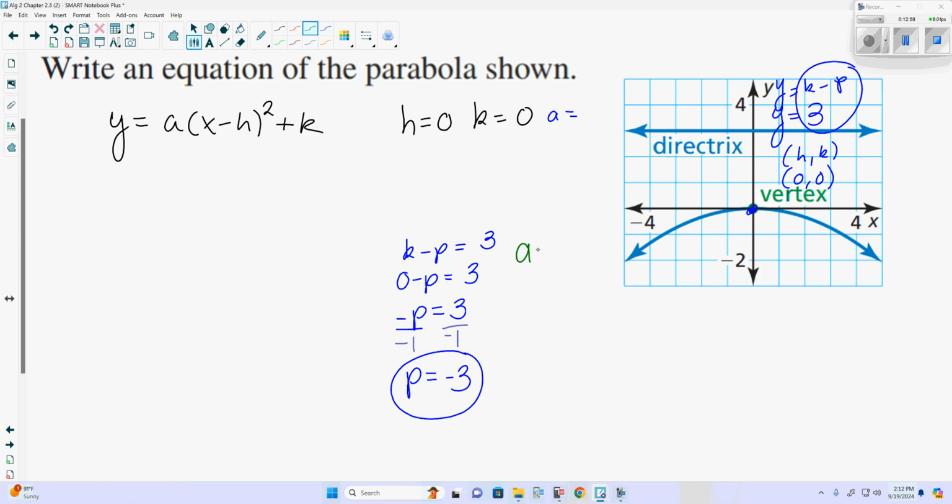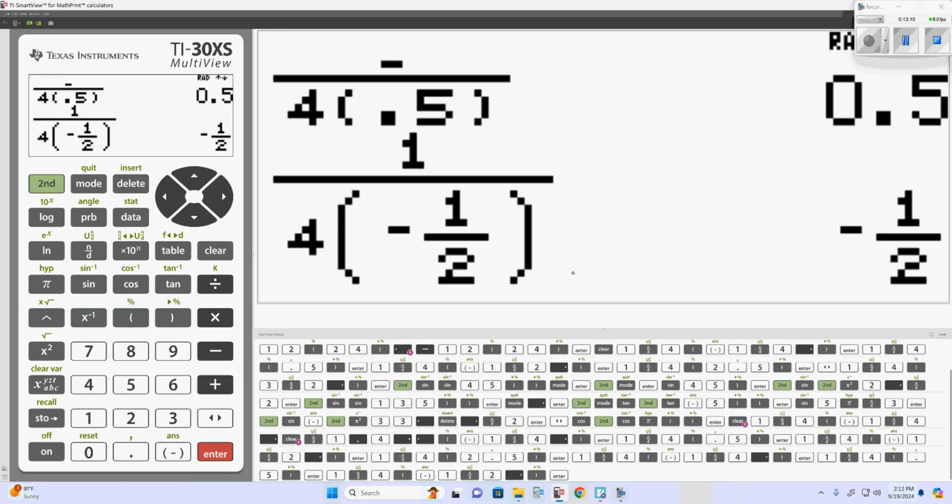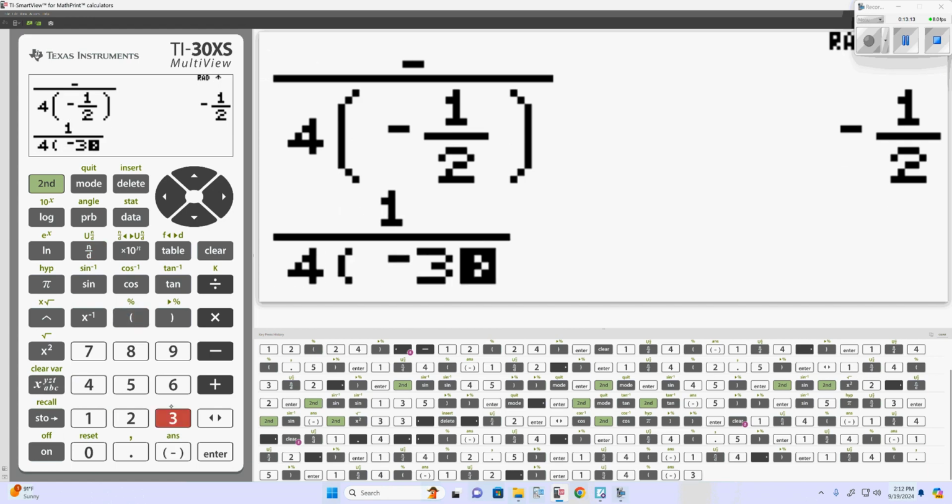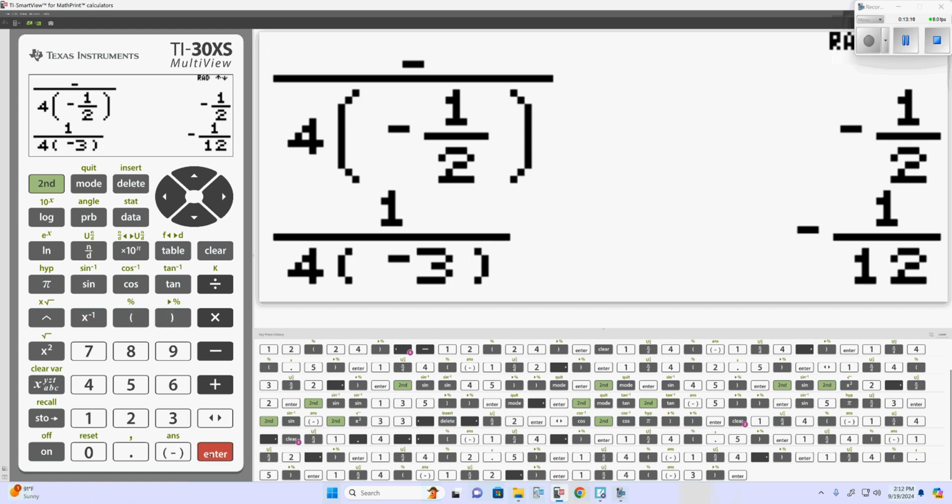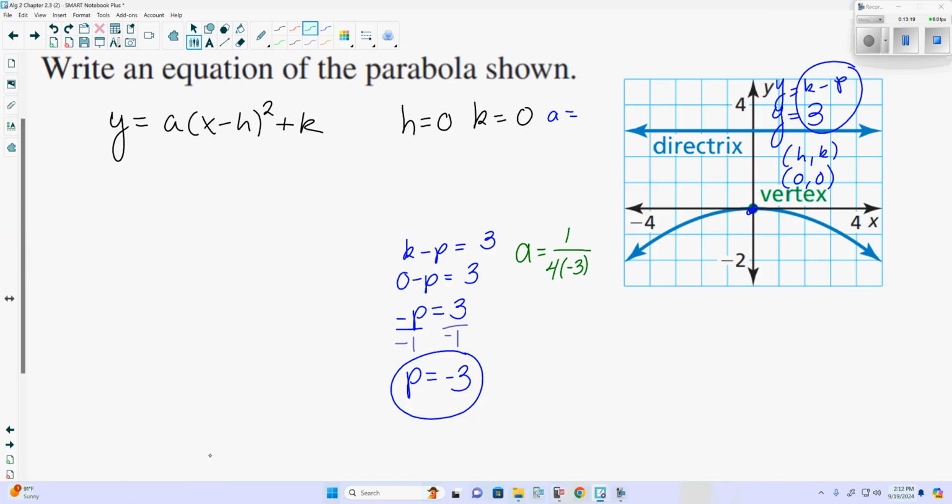which is good. Because now that we have that, we can find a, which is our 1 over 4p. 1 over 4 times negative 3. 1 over 4 times negative 3 is 1 over 12. Any questions on how we found a, h, k? Are you ready to plug a, h, and k in?